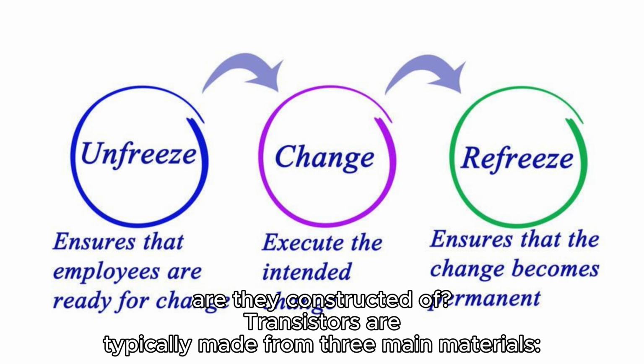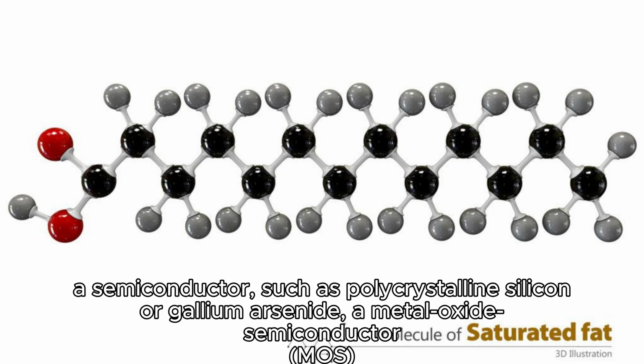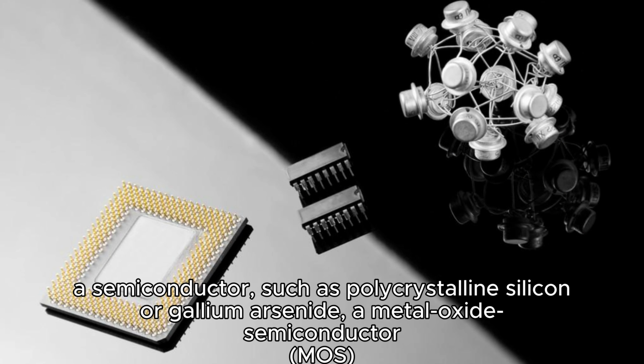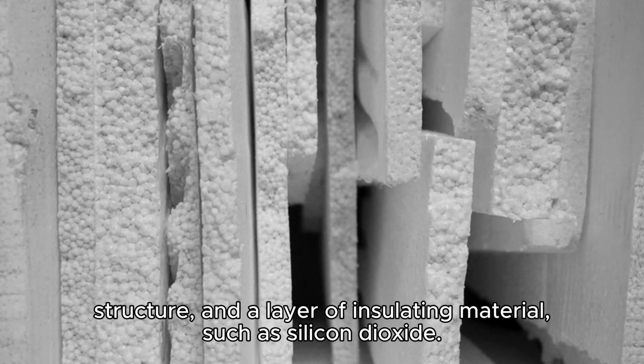What are they constructed of? Transistors are typically made from three main materials: a semiconductor, such as polycrystalline silicon or gallium arsenide, a metal oxide semiconductor (MOS) structure, and a layer of insulating material, such as silicon dioxide.